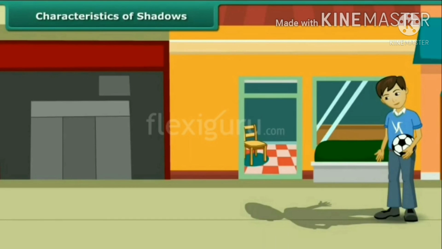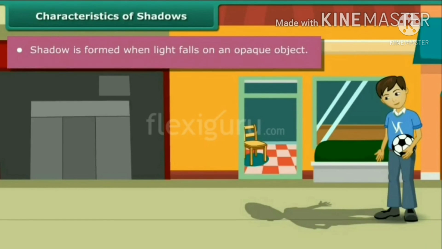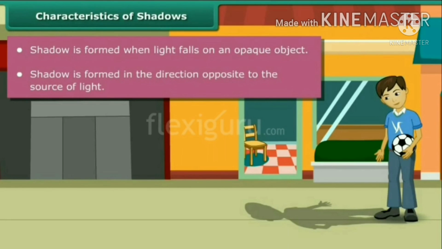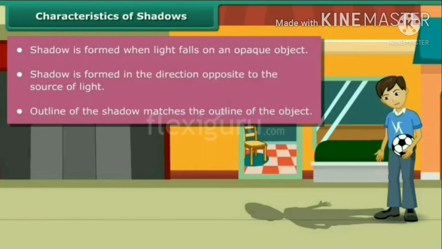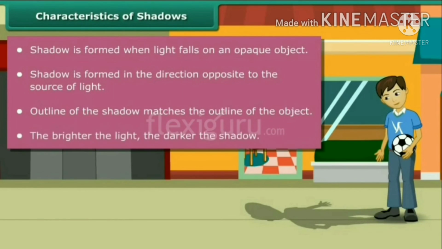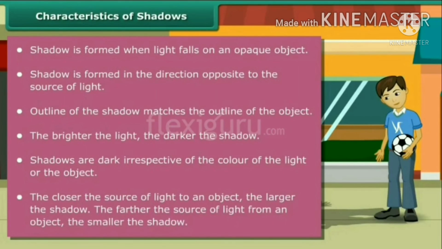Let us list the important characteristics of shadows. Shadow is formed when light falls on an opaque object. Shadow is formed in the direction opposite to the source of light. The outline of the shadow matches the outline of the object. The brighter the light, the darker the shadow. Shadows are dark irrespective of the color of the light or the object. The closer the source of light to an object, the larger the shadow. The farther the source of light from an object, the smaller the shadow.